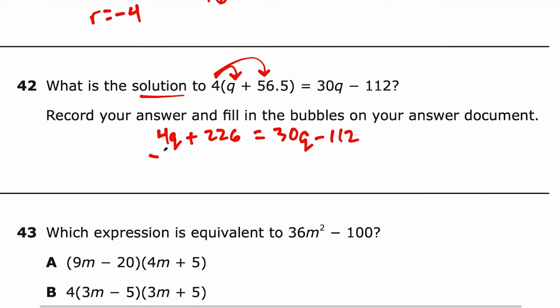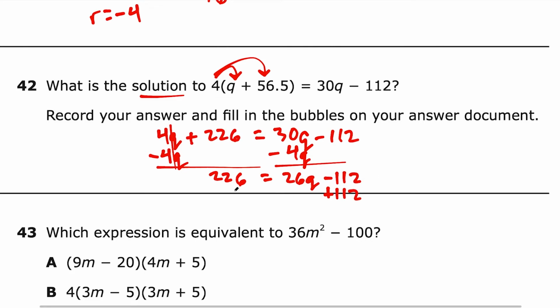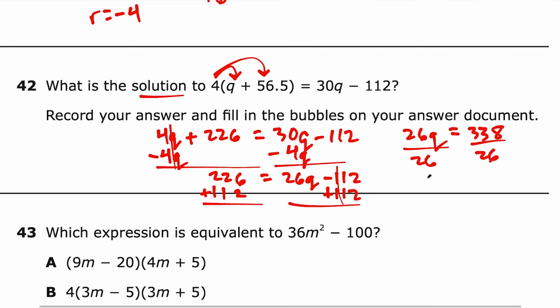So now the next thing we could do here is subtract 4q on both sides. We're doing minus 4q. And now this cancels on this side and we have 226 equals, and then 30 minus 4 is going to give us 26, and we tack on the q, and then we have minus 112. And now we're going to add 112 to both sides, so we have plus 112. And now for this part, we have 26q equals, and if we do the addition here, we're going to have 338. So now just divide both sides by 26, and this will tell you that q is equal to 13.